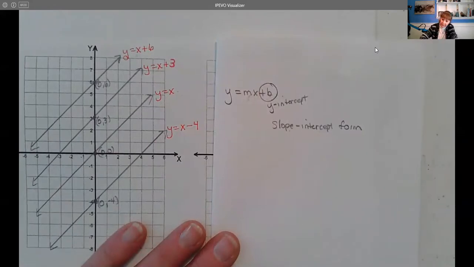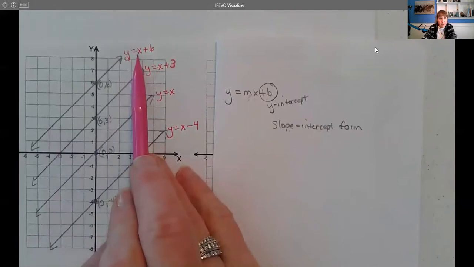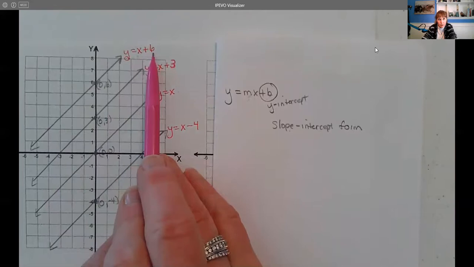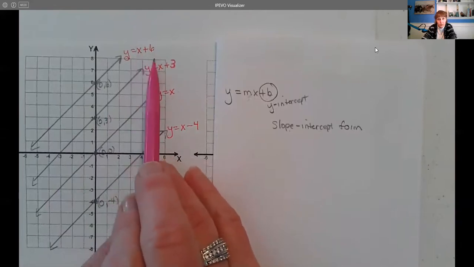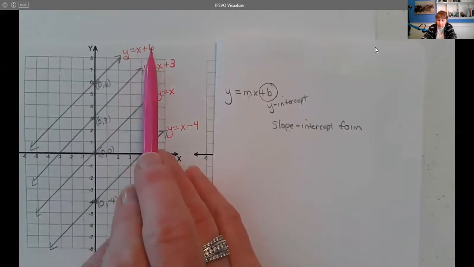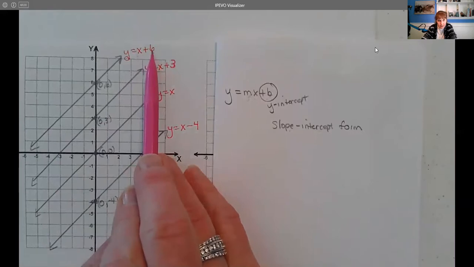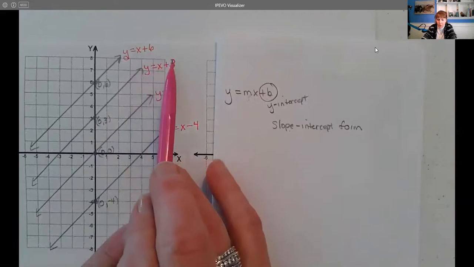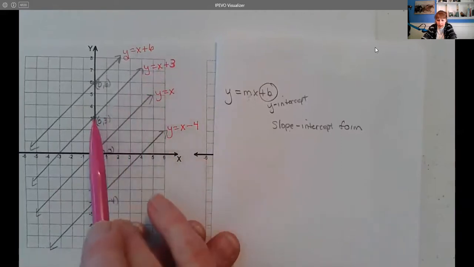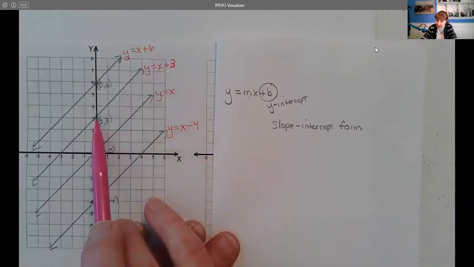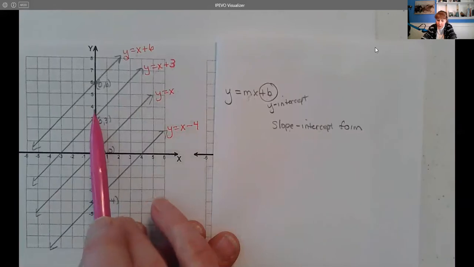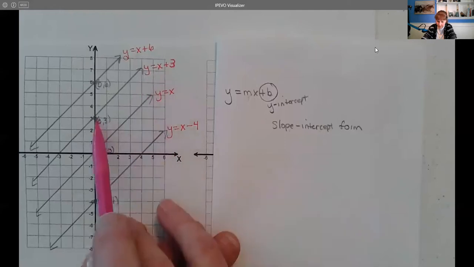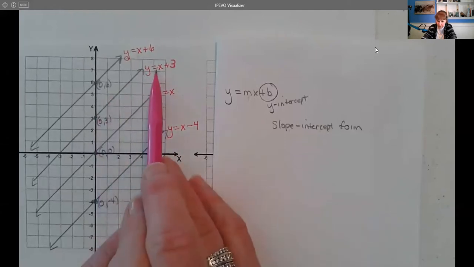So we've got the slope, the number in front of the x, and the y-intercept is this number that's being added or subtracted. So it will hit the y-axis at 6, that's the y-intercept, and the slope is 1. The y-intercept, it'll hit the y-axis at 3, not the x-axis, okay? The y-axis at 3, the slope is 1.